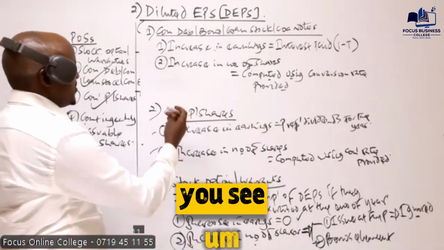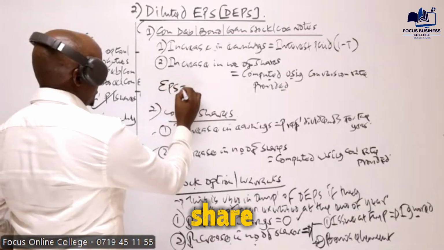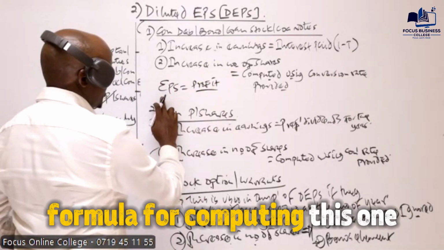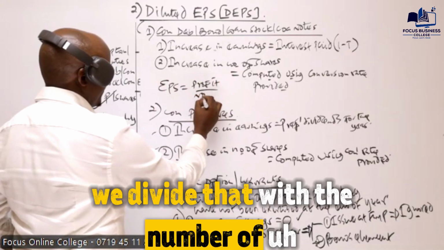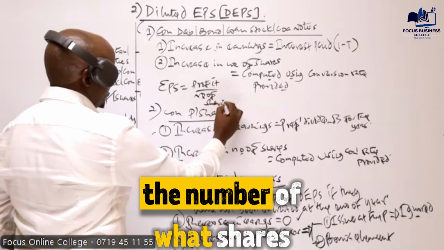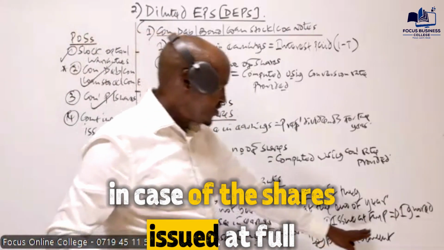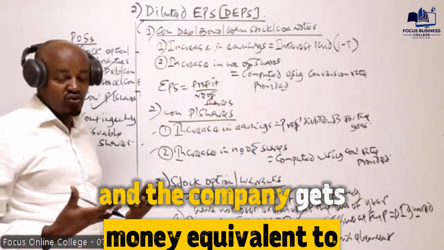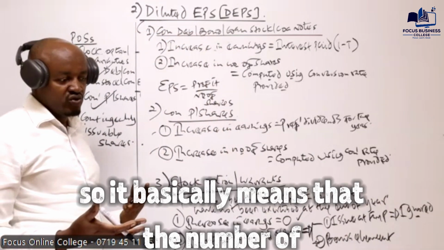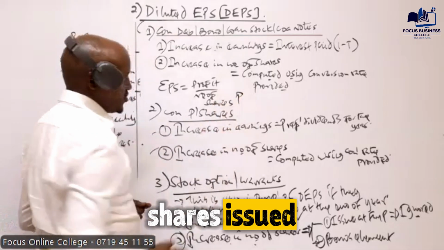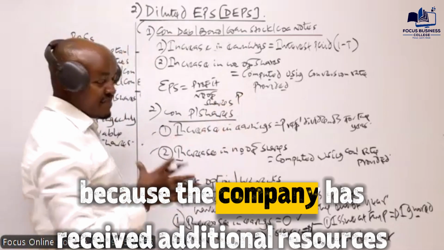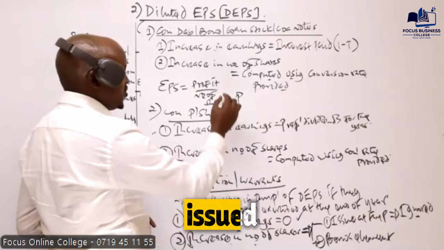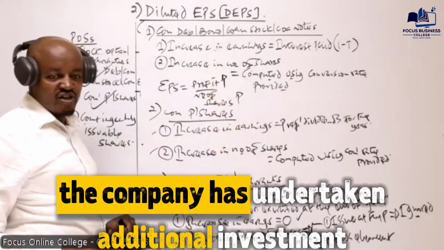So if the money is invested, there is an increase in earnings, and also there is an increase in the number of shares. In computation of earnings per share, we take the profit. This is the simple formula: we take the profit and divide it by the number of shares. In case of the shares issued at full market price, the company gets money equivalent to the market price of the shares issued. So the number of shares issued will increase. Also, because the company has received additional money equivalent to the market price of the shares issued, the company has undertaken additional investment.